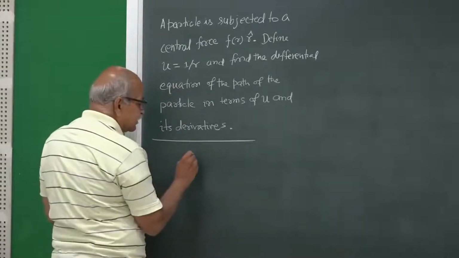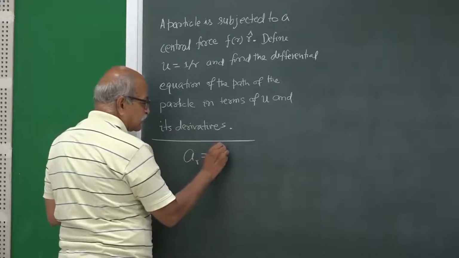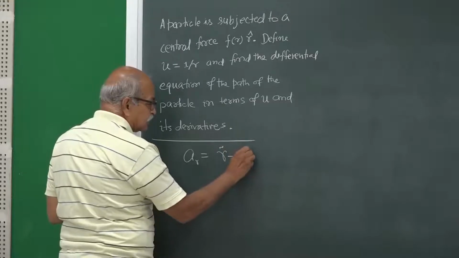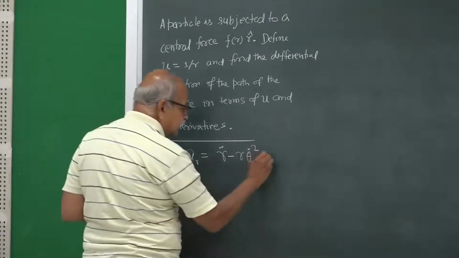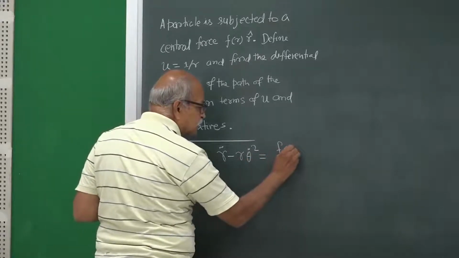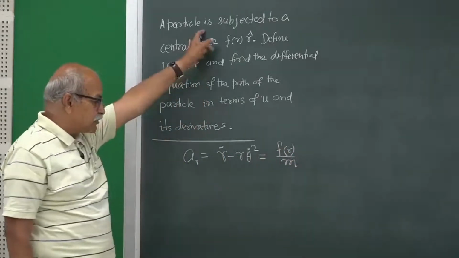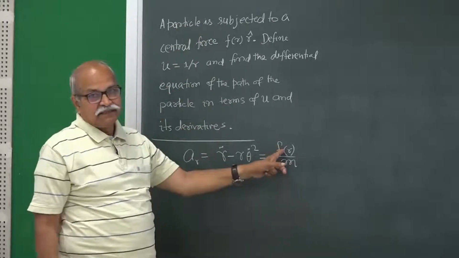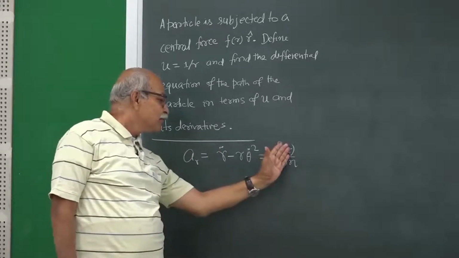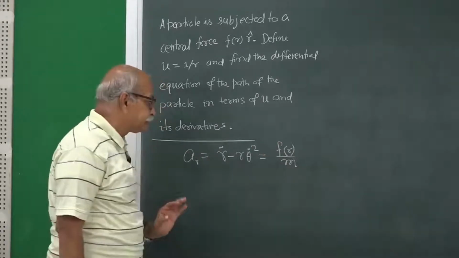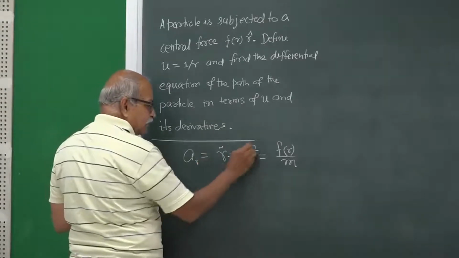We know that the radial acceleration is a r, which is r double dot minus r theta dot square, that is this, and this is the force divided by mass. Force is equal to mass into acceleration. It is a central force. So, the entire force is in the radial direction, and therefore, radial acceleration is just force divided by mass. Now, we start from here. What is this r double dot, what is this theta dot, and so on.